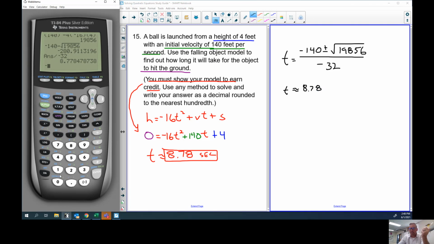Yeah, watch this though. Negative 140 plus the square root of 19,856. Enter, divide that by negative 32, and it comes out negative. You can't have negative time. It's not like we're going to go back in time to before the ball was launched, okay? So that's it. We could do graphing if you know how to use the calculate intercepts, or the quadratic formula is really your only other choice.